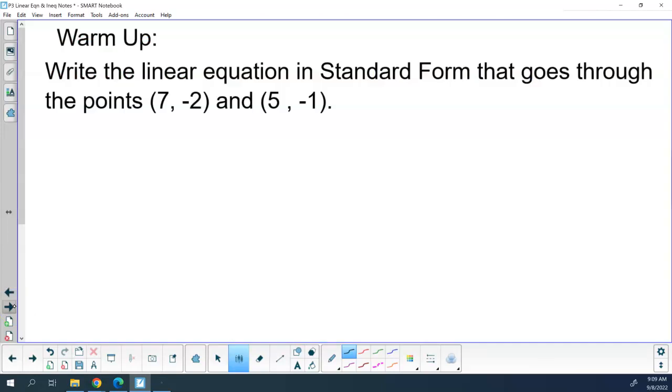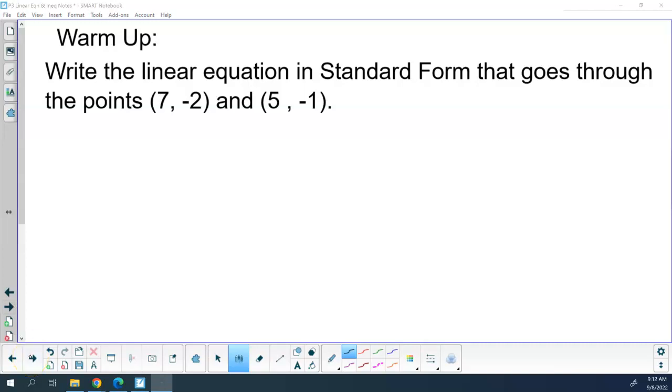So, good warm up here. I want you to write me a linear equation in standard form. So this is going back to Tuesday now. I want you to write me a linear equation in standard form that goes through those points: 7, -2 and 5, -1. I'll give you 3 minutes to do it. Go.